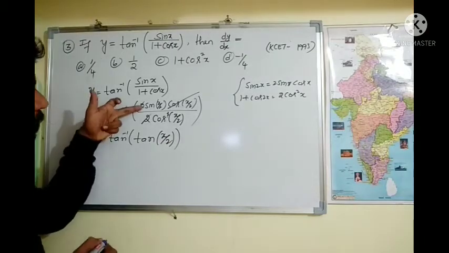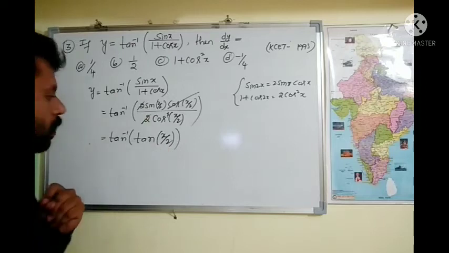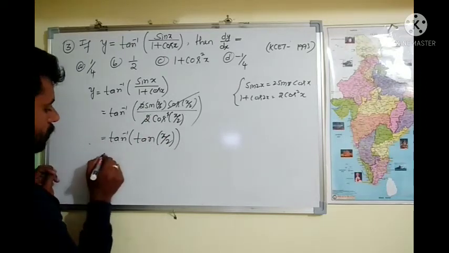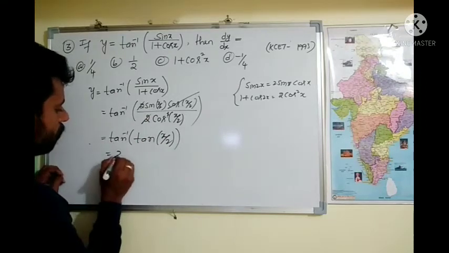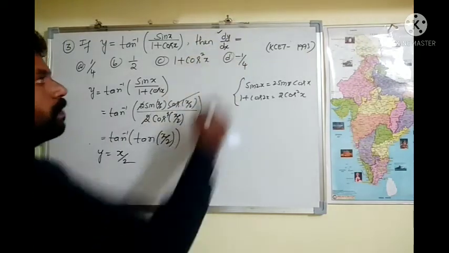Here we have sin by cos. Sin by cos can be written as tan x by 2. Next, tan inverse tan gets cancelled. Here we get x by 2 is equal to y. Now we have to find the value of dy by dx.